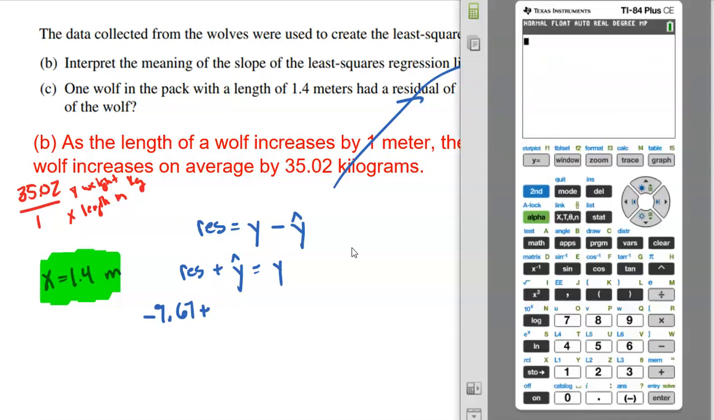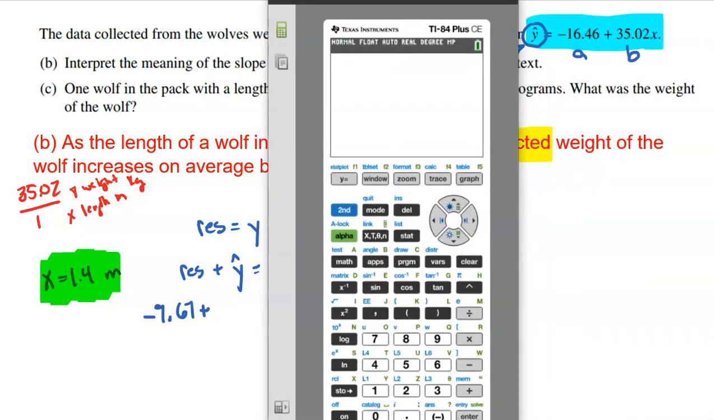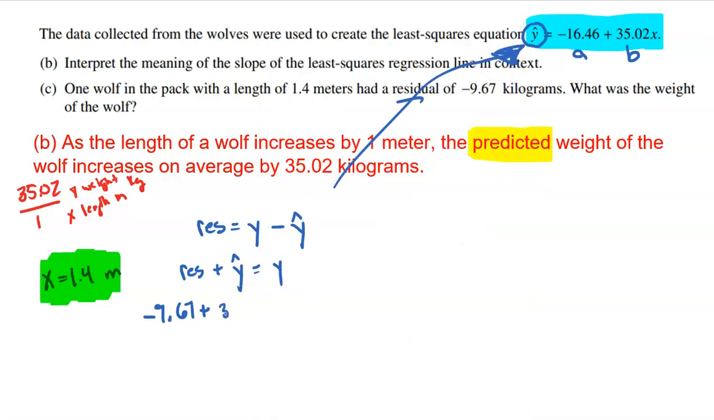So now I'm going to go to my calculator here. Let me slide it over so we can see this. We're going to type in negative 16.46. We're going to add 35.02 times the actual length of this wolf, which was 1.4. So we get that this wolf was predicted to weigh 32.568 kilograms. All right, so that's it. Just filling in the blanks there.